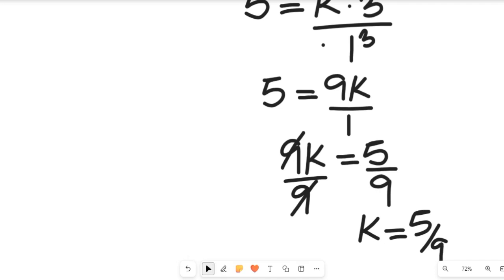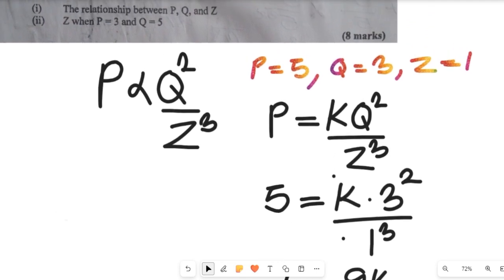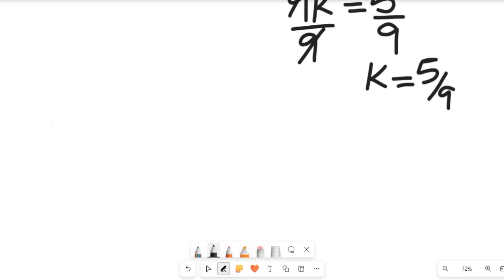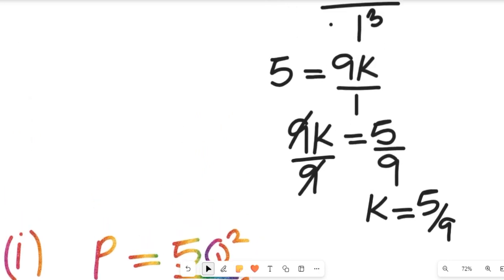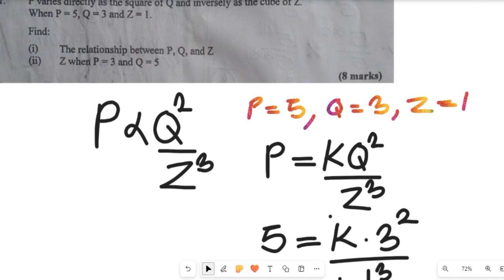So what does that tell us? That tells us that the relationship holding these three quantities is P equal to 5 divided by 9, which is 5Q square divided by 9Z cube. Now these have answered question I, which is the relationship holding P, Q, and Z.